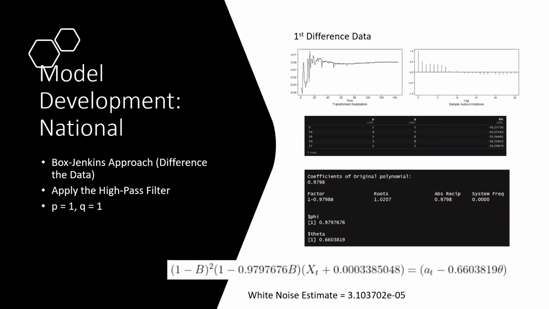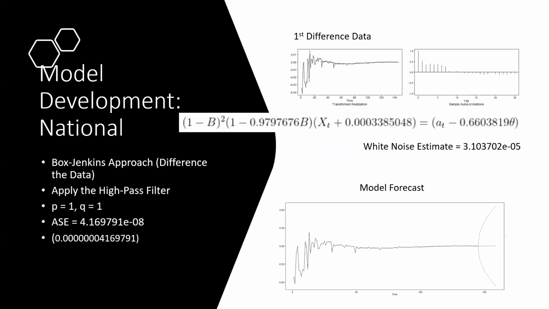The same Box-Jenkins approach was applied to the national data. After a BIC analysis was done, an ARIMA(1,1) was considered the best model for our starting point. This model, when used with the applied p and q, resulted in this simple model ASE of 4.169.